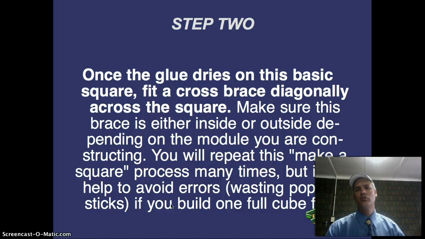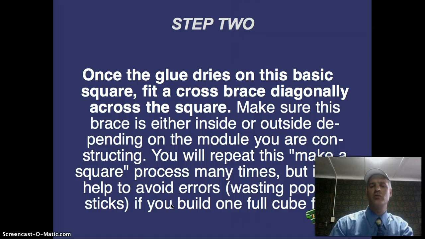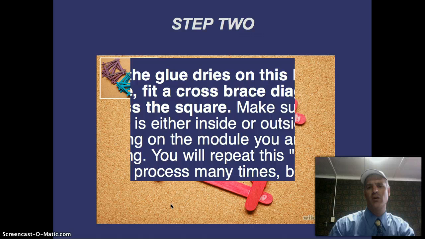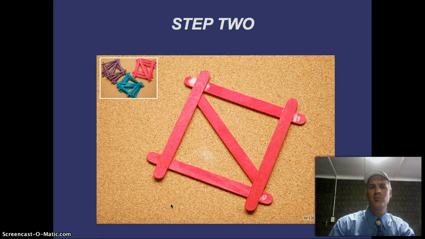Step 2, once the glue dries on this basic square, fit a cross brace diagonally across the square. Make sure this brace is either inside or outside, depending on the module you are constructing. You will repeat this make-a-square process many times, but it may help to avoid errors. So you're probably going to do this a few times because these squares are all going to be joined to form the base of your tower. Okay, so there's the brace.